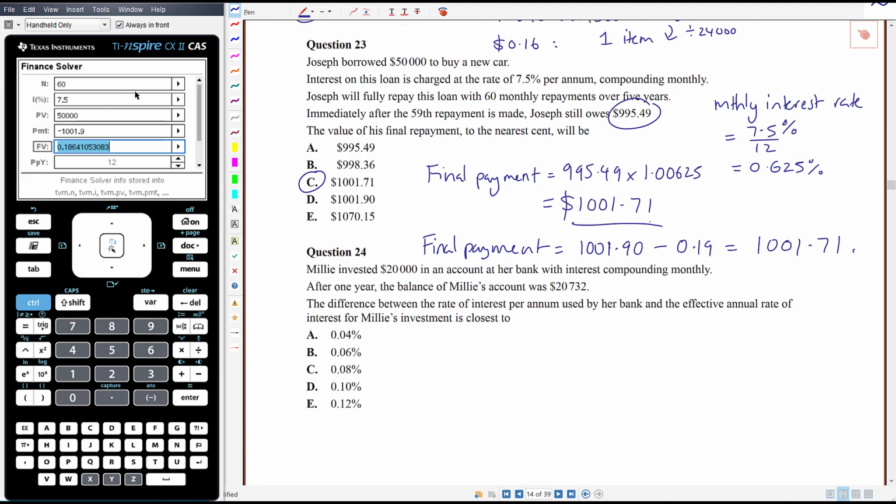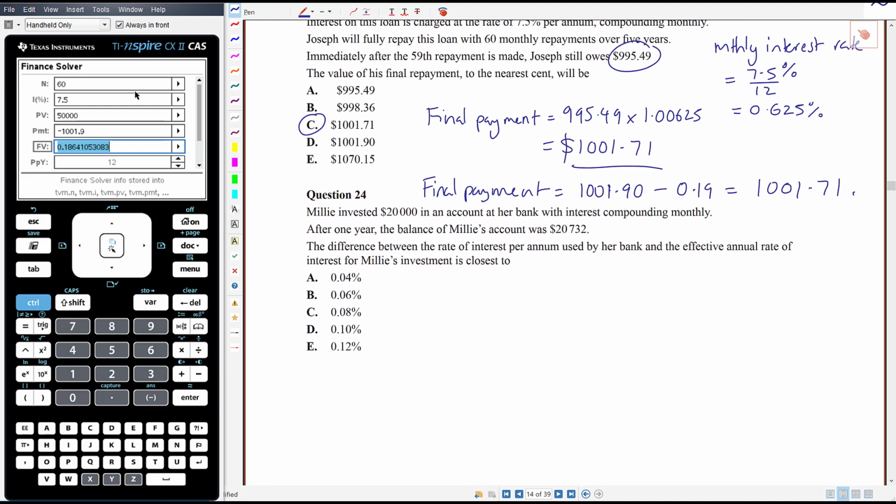Okay, question 24, so the last of the core section. Millie invests $20,000 in an account at her bank, with interest compounding monthly. After 1 year, the balance of Millie's account was $20,732. The difference between the rate of interest per annum used by her bank and the effective annual rate of interest for Millie's investment is closest to. Okay, so we need to actually work out what the rate of interest was, and then we can work out what it is as an effective interest rate.